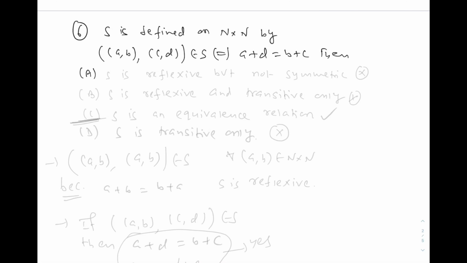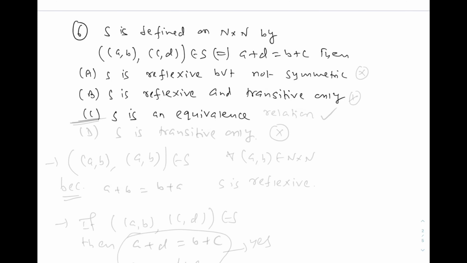Then S is: reflexive but not symmetric; S is reflexive and transitive only; S is an equivalence relation; and S is transitive only.